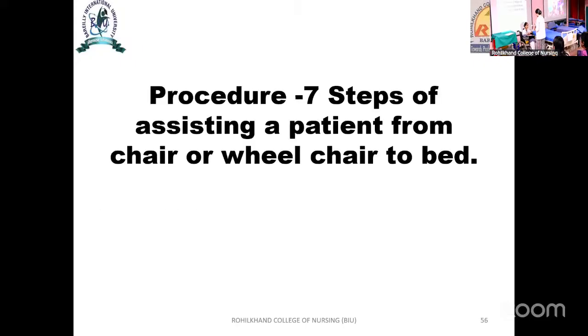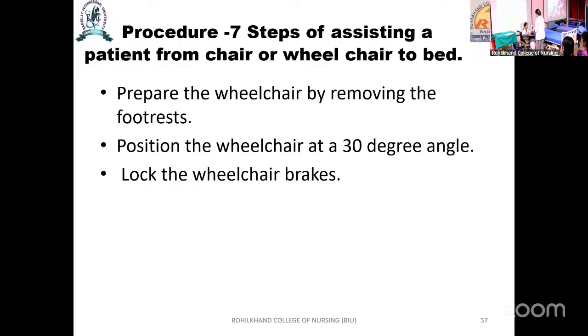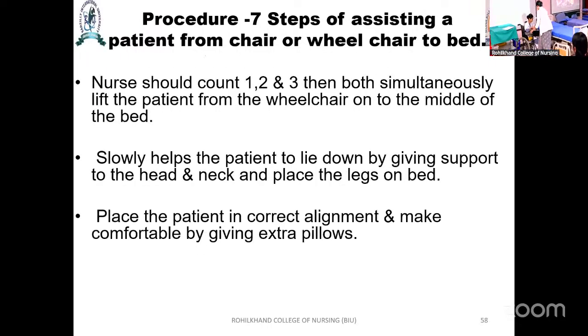Procedure number 7. Steps of assisting a patient from chair or wheelchair to the bed. Prepare the wheelchair by removing the footrest. Position the wheelchair at a 30 degree angle. Lock the wheelchair brakes. Nurses should count 1, 2, and 3, then both simultaneously lift the patient from the wheelchair onto the middle of the bed.